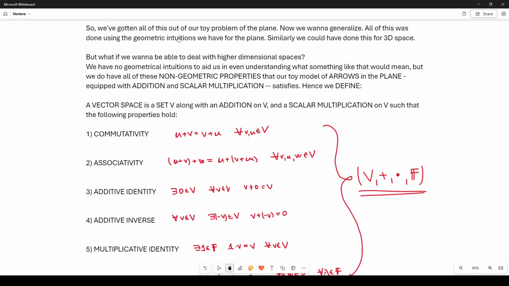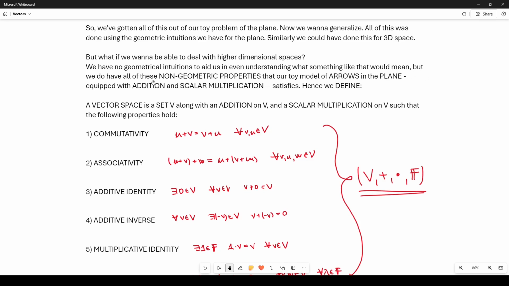So we've gotten all of this out of our toy problem of the plane. Now we want to generalize. All of this was done using the geometric intuitions we have for the plane. Similarly, we could have done this for 3D space. But what if we want to be able to deal with higher dimensional spaces? We have no geometrical intuitions to aid us in even understanding what something like that would mean.